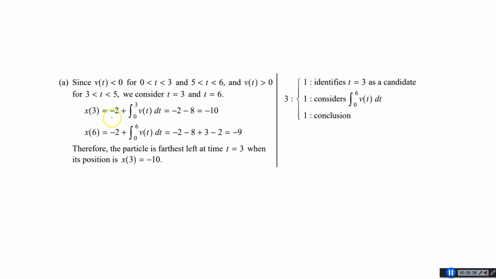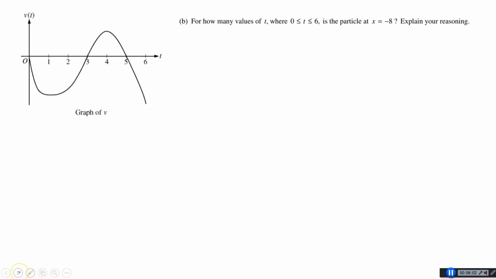Okay. And then they just do the equations that we just did, right? So x of 3 is negative 2 plus the integral from 0 to 3. x of 6 is negative 2 plus the integral from 0 to 6. So the furthest left is going to be at t equals 3, and the x value is negative 10. Check out the points over here. So 3 has to be identified, and 6 also has to be identified. Those are the two things you have to take a look at. And then the conclusion, which is that it happens at t equals 3. So 1 point for all three of those. Cool. Let's check out the next part.